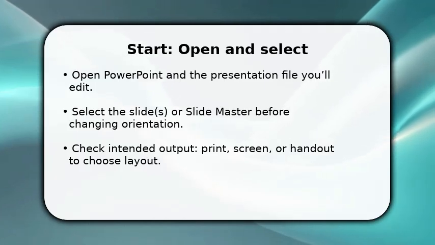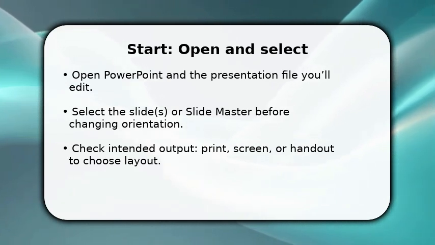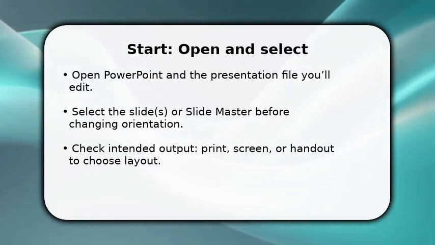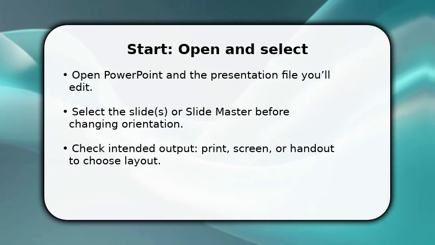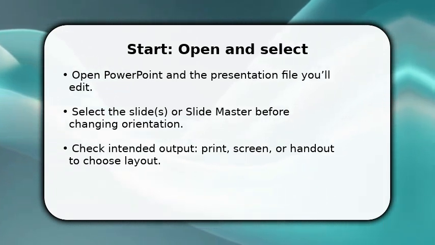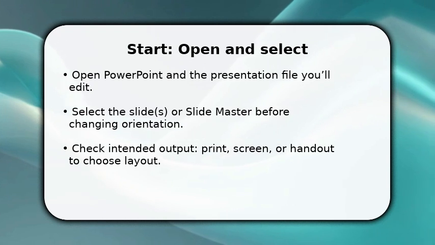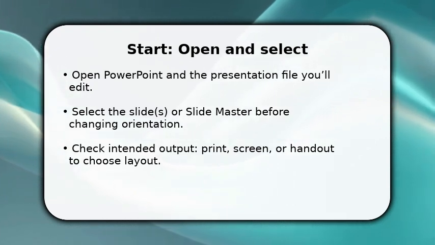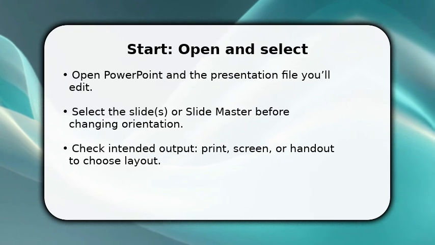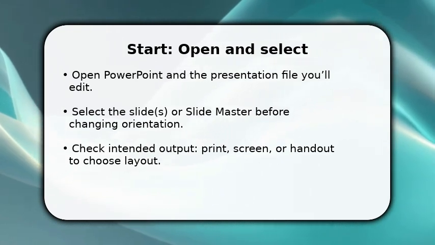You're ready. Open PowerPoint and the presentation you'll modify. Start with the slide or slide master you want to change. Once you have it open, select a single slide or, for a global change, open View, Slide Master. Make sure you know whether you need the change for print or screen because that affects size choices.